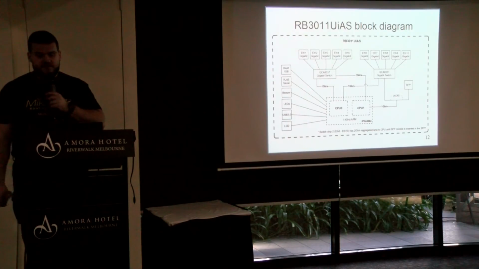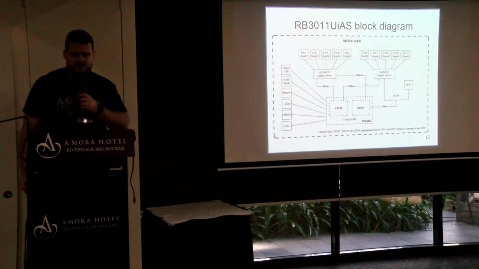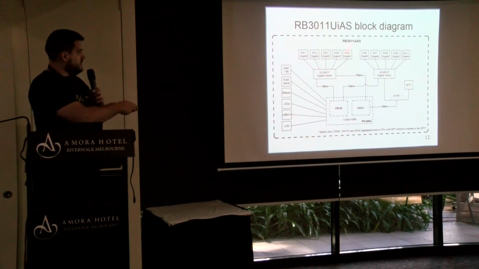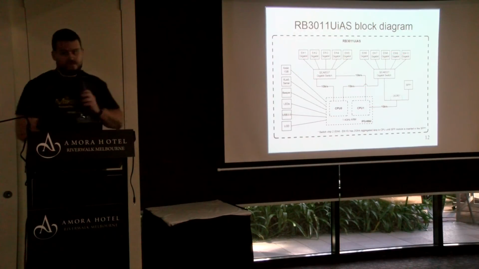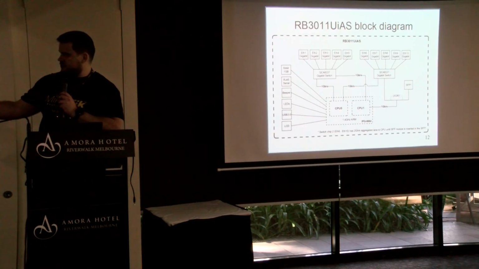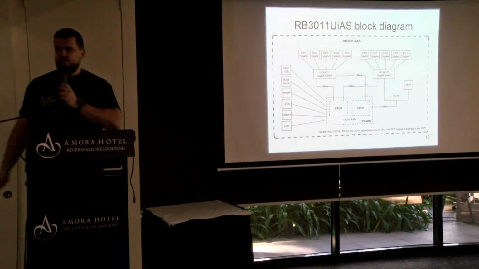So if we take a look at the 3011 diagram, you will see that each switch port has 2 gigabit lines to the CPU. But as soon as you plug in the SFP port, the second switch from port 6 to 10 will lose one of the gigabit lines to the SFP. So it will just have one.